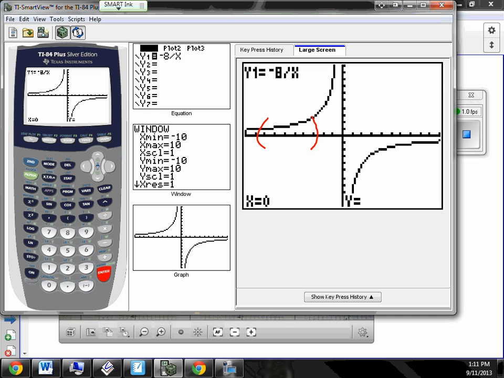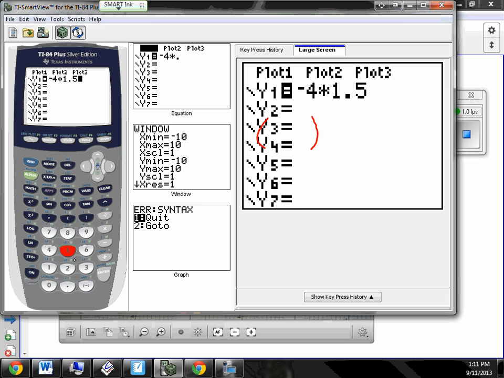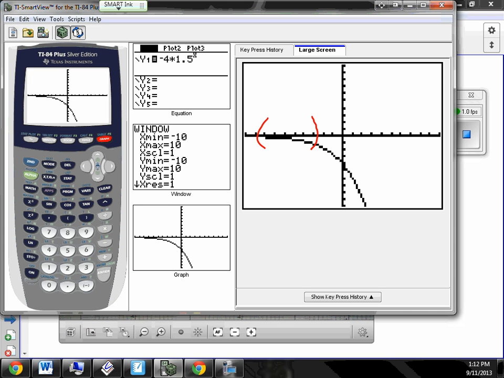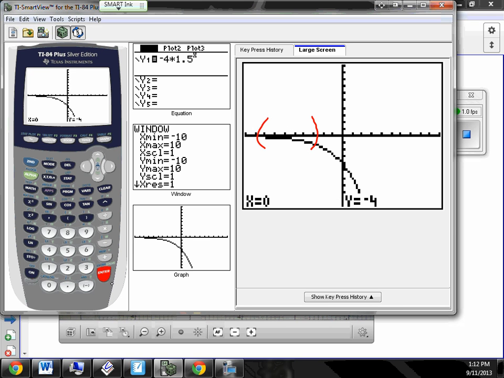All right, looking at number 7. So -4 times, is it 0.5 to the x? 1.5 to the x. Graph that. How am I going to find the y-intercept? Because the equation doesn't tell me. There's no constant in the equation. Plug in 0. So second calc value, I plug in 0 and I get -4.